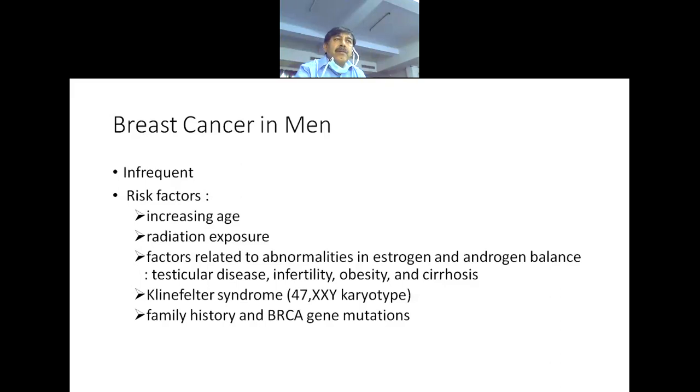Now, breast cancer in men, it is rare, but still we get the cases of breast cancer in males. And the various risk factors are: age itself is a risk factor, then radiation exposure in the childhood, then various conditions where there is imbalance between the estrogen and androgens, that is cirrhosis of liver, vascular diseases, then family history of BRCA1, BRCA2 mutations, genetic conditions.